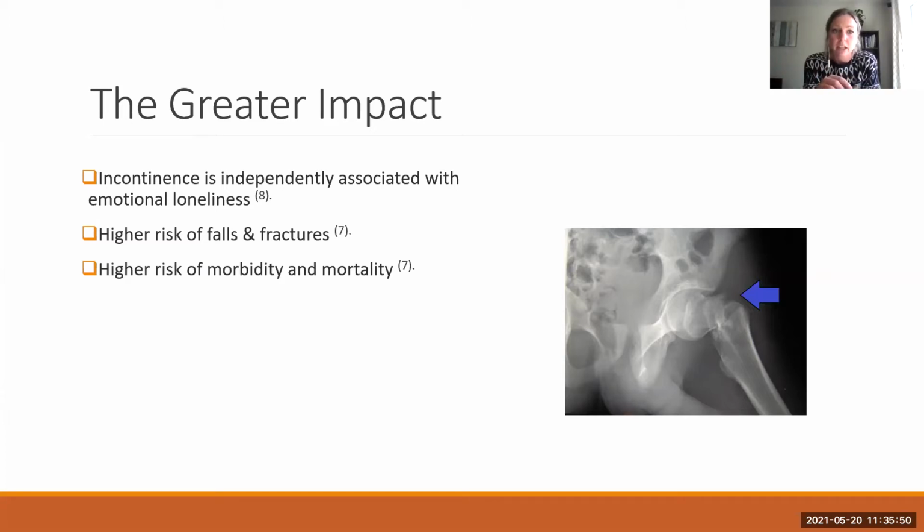All right, this is probably one of the bigger, more important slides in the whole talk. Incontinence is associated with emotional loneliness. This is a well-known phenomenon. If somebody is incontinent, they want to hide it. They don't want to tell other people about it. It's a source of shame for so many people. As a result, they hide it, and then they become isolated, then lonely, and then depressed. It's a cycle that occurs with incontinence.